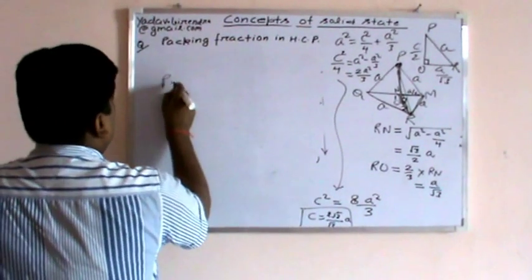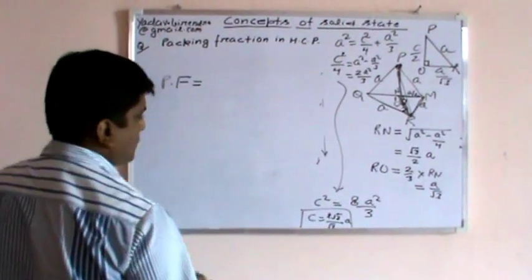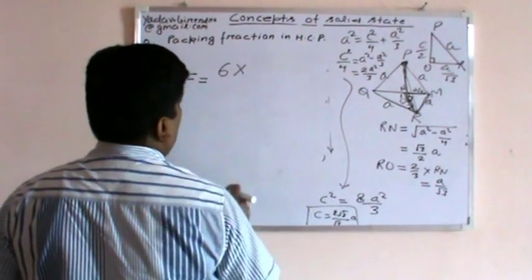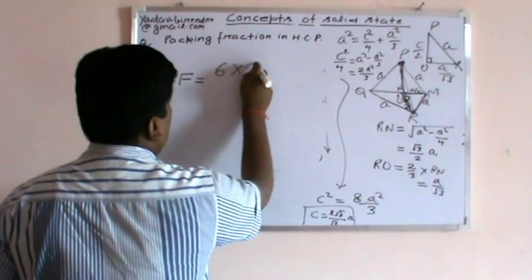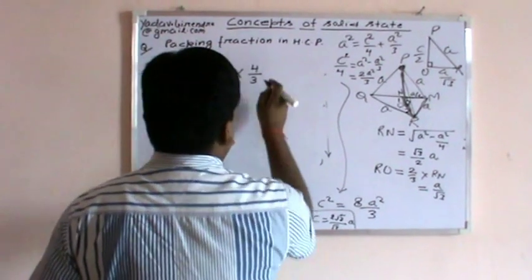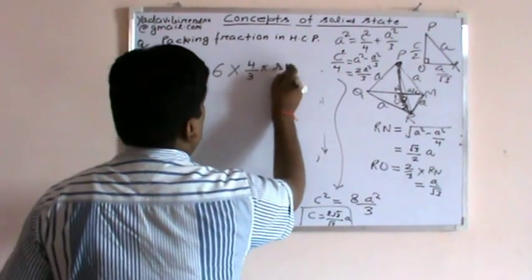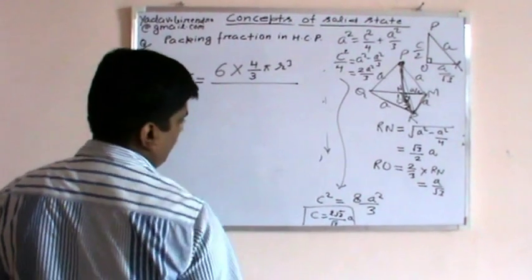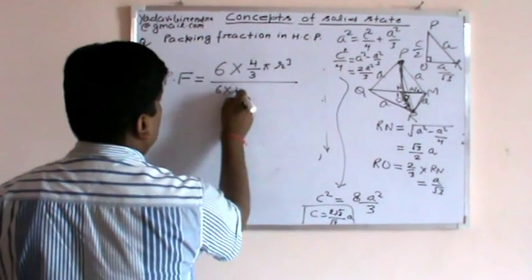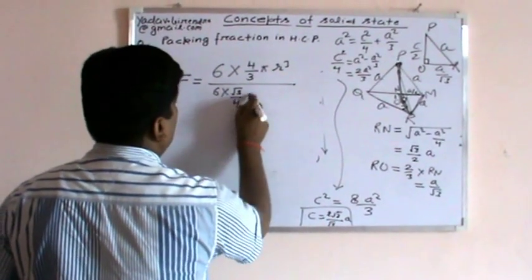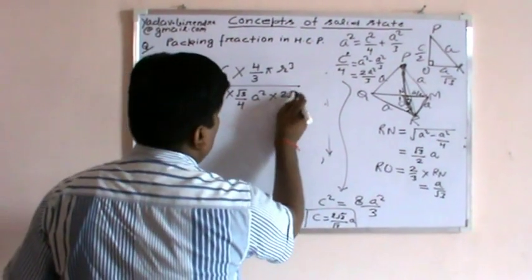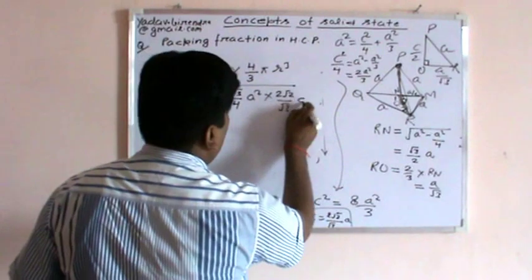So the packing fraction will be, as we know, effective number of atoms is 6 into volume of one atom was 4 by 3 pi r cube upon 6 into volume of unit cell was 6 into root 3 by 4 a square into c. C value is this 2 root 2 by root 3 a.